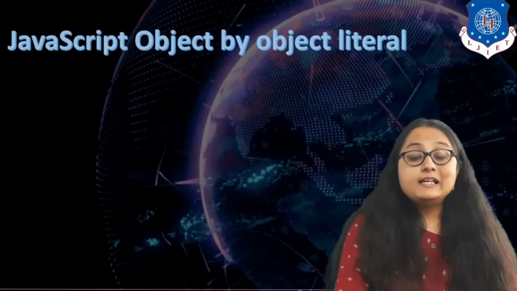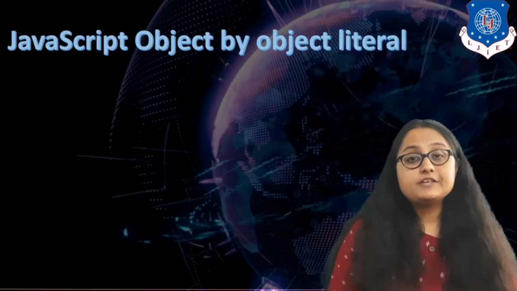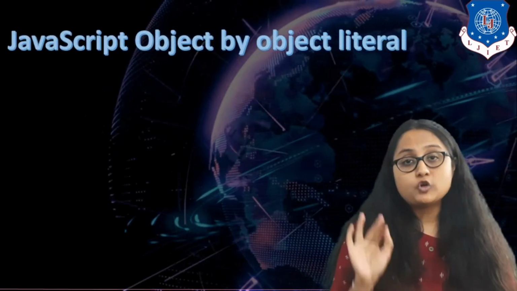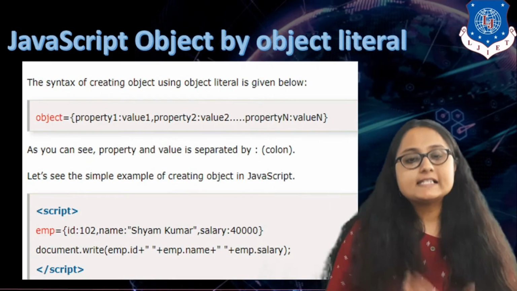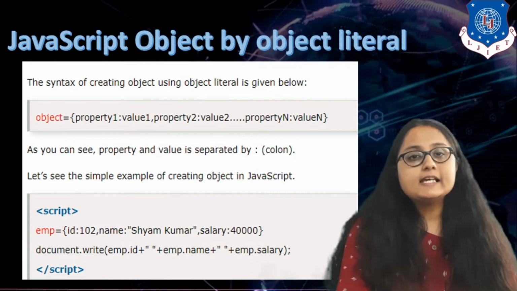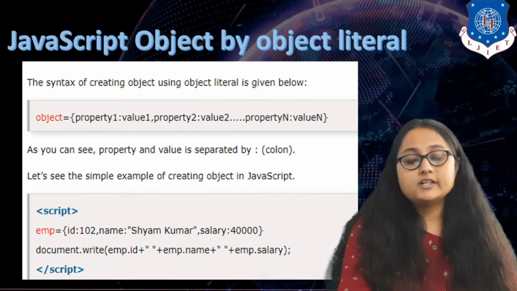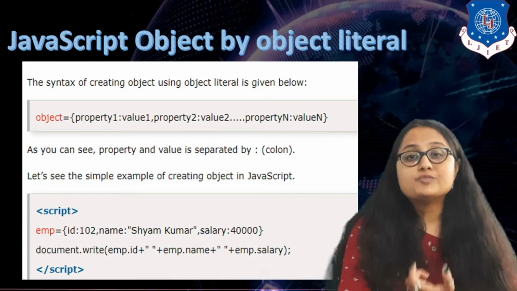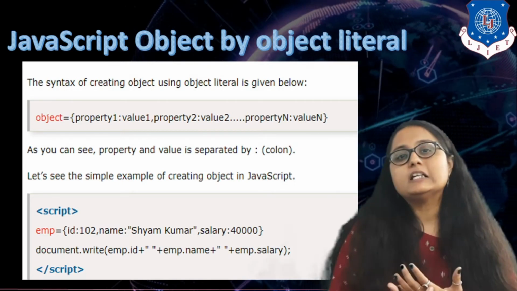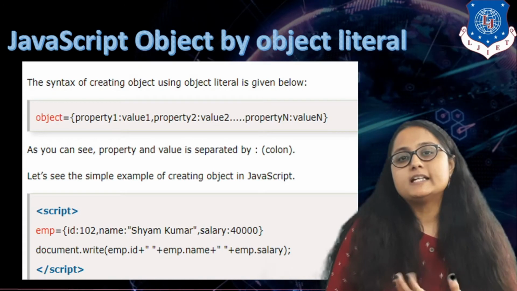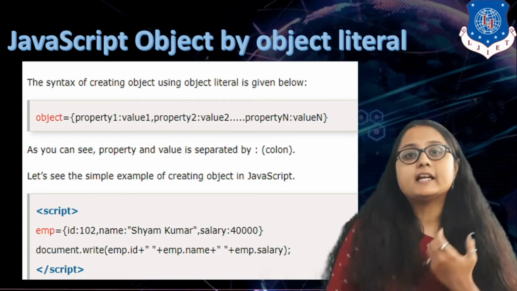Now let us see the first method: if you want to create a JavaScript object by using object literal, what is the syntax? Here you can see that I have declared a variable called object. So you have to declare a variable. Object is also a type of data type.